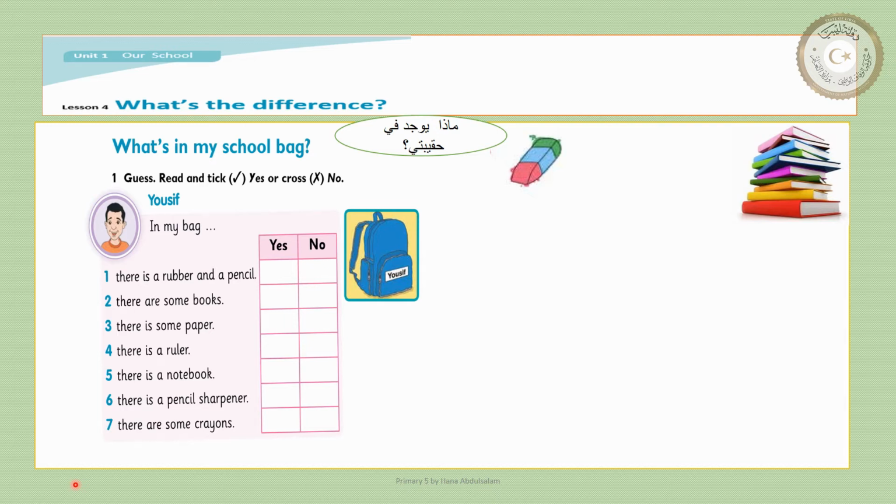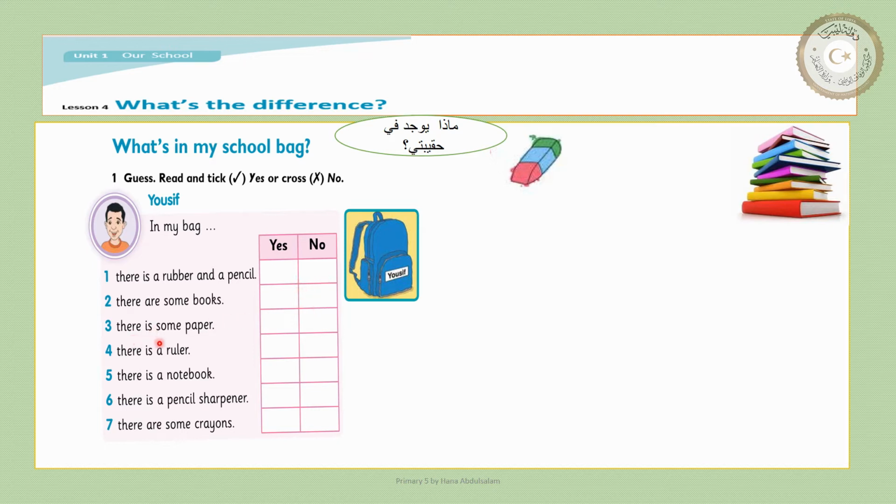Okay, what about: there are some books. What are you going to write? Yes or no? Muhammad, what do you think? Are there any books or some books in Yusuf's bag? If it is yes, write a tick here. If you don't think so, you write a cross.